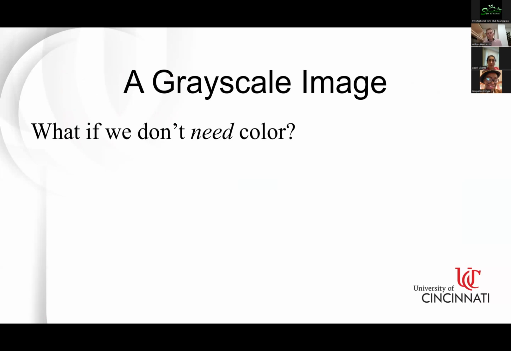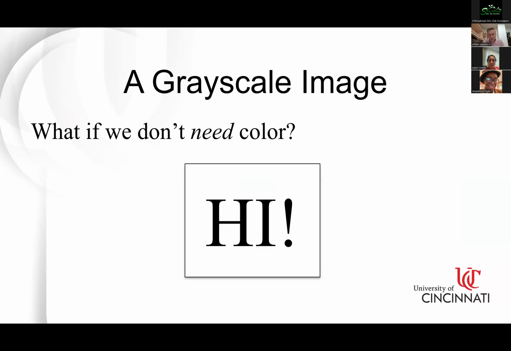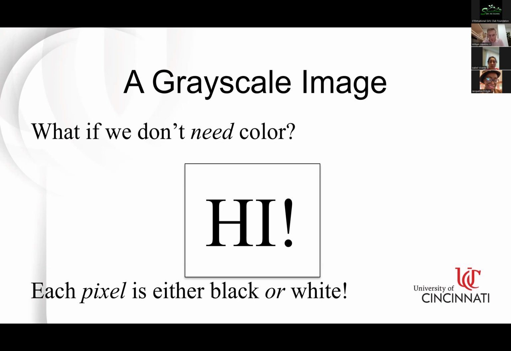Okay, well, what if instead of having an image with color in it, we don't need color? What if instead we wanted to show this kind of an image here? Well, instead of having each little spot in the image be a combination of red and green and blue, we can say that each little spot in the image is either sort of dark or light, right? So let's zoom in on this a little bit.